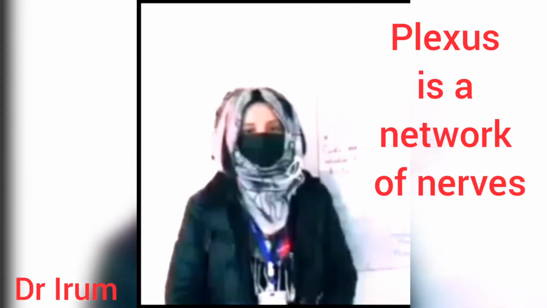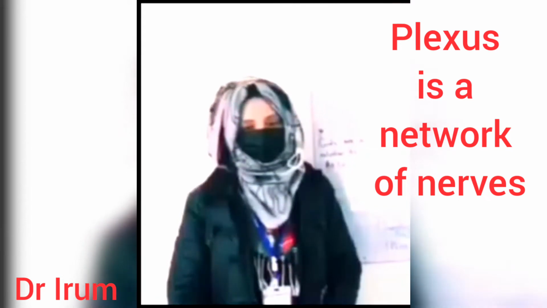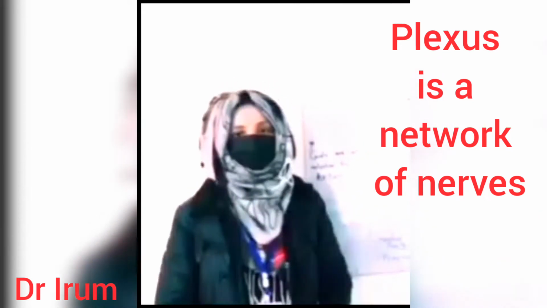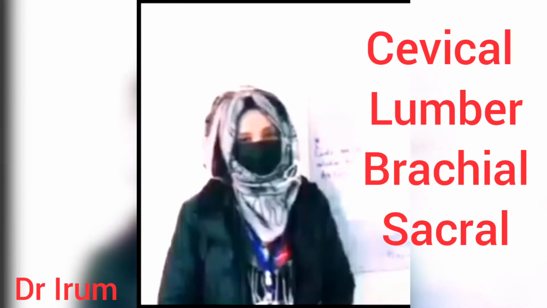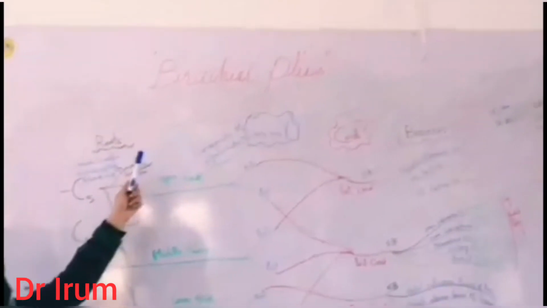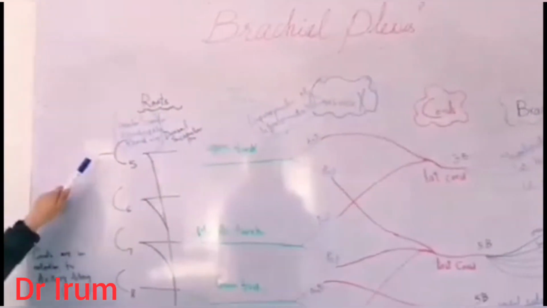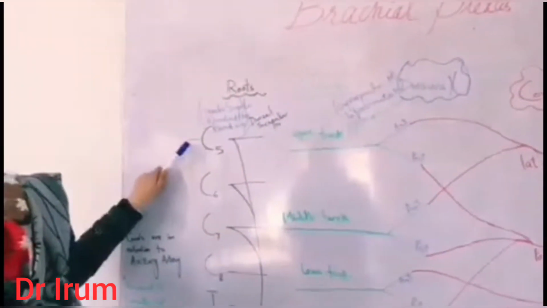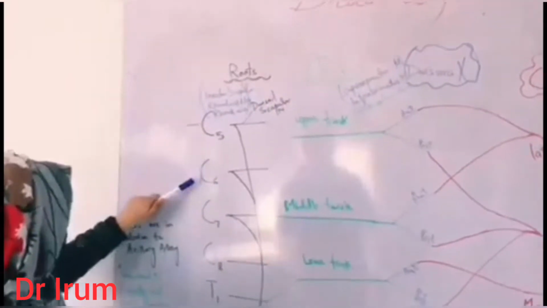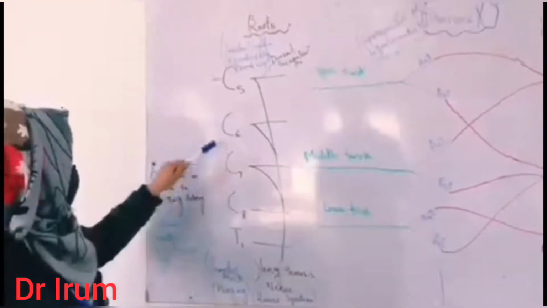As in the previous video we discussed, the plexus is a network of nerves. There are 4 plexuses in our body: brachial, cervical, lumbar and sacral. The brachial plexus is formed by the combination of anterior rami of C5, C6, C7, C8 and T1 nerve roots.